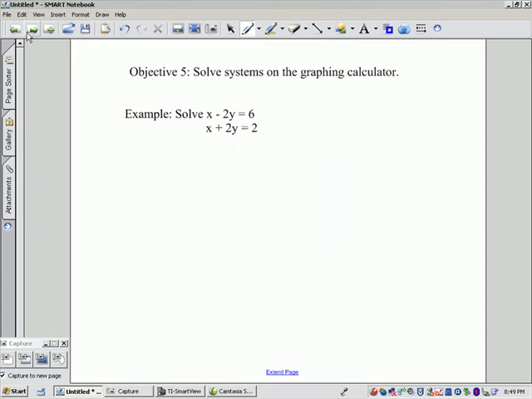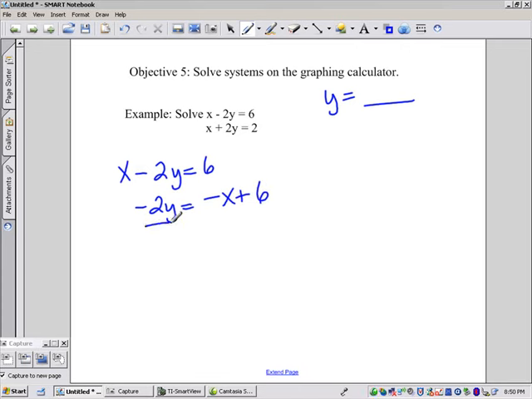Now, the last example I want to show you how you can use a graphing calculator to find the solution to a system. You actually have to do some work prior to going to the graphing calculator. Graphing calculator only accepts equations in the form of y equals something. So you need to first solve both equations for y. So you'd have negative 2y is equal to negative x plus 6, dividing by negative 2 gives us y is equal to positive 1/2 x minus 3.